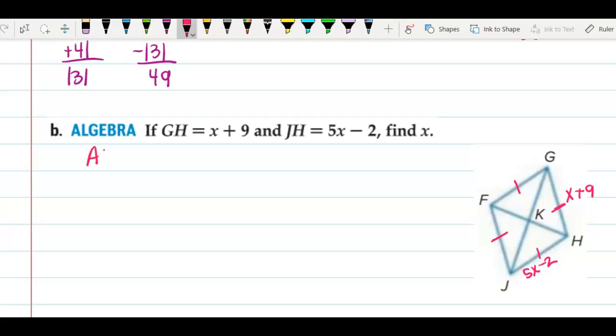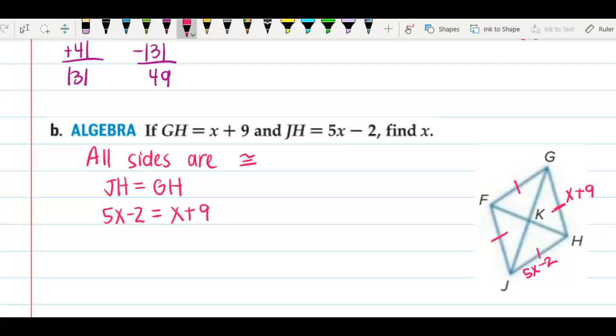Okay, so all sides are congruent because it's a rhombus. So I can say, well, then I know that JH is equal to GH because it's a rhombus. So I can say 5x minus 2 is equal to x plus 9. Okay, I can subtract x from both sides. 4x minus 2 equals 9. Then add 2 over, 4x equals 11.